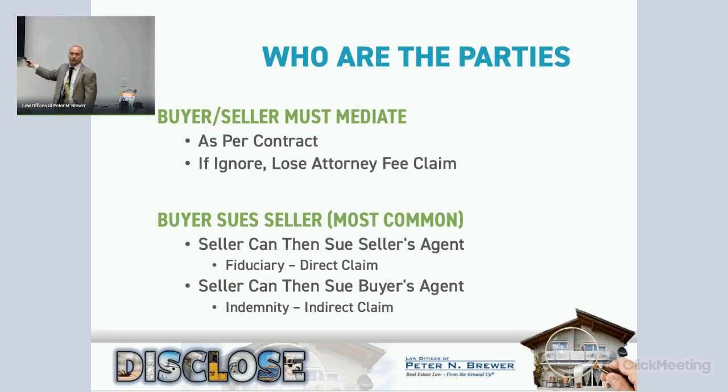Buyer suing the seller is by far the most common lawsuit that arises out of transactions. And then usually what happens is the seller will turn around and sue their own agent. That's a claim based on the seller agent's fiduciary duty. It's a direct claim. And then the seller may also sue the buyer's agent for indemnity, and that's what we call an indirect claim. What that means is that I may, as the seller, say, well, I did my job, and if your agent had just done their job, then I wouldn't be here. So you need to compensate me or indemnify me for any losses I may owe the buyer. So that's kind of how it regularly goes forward.